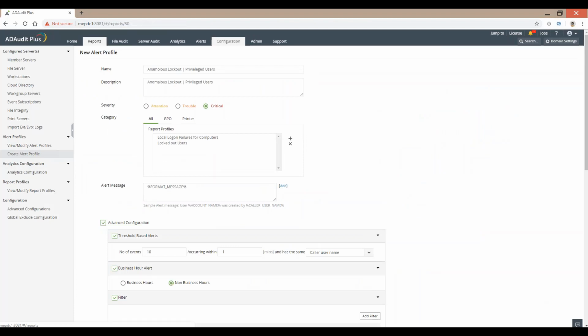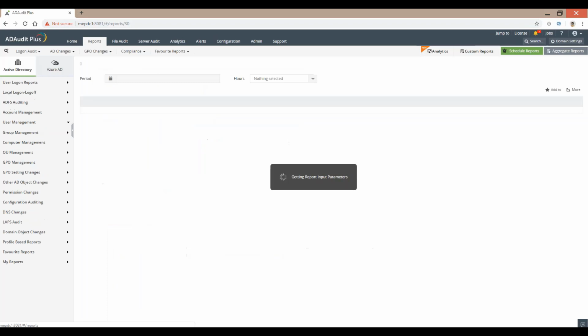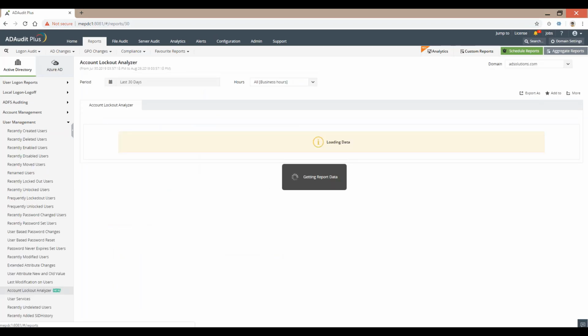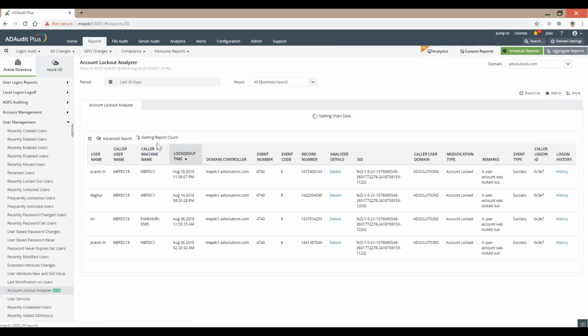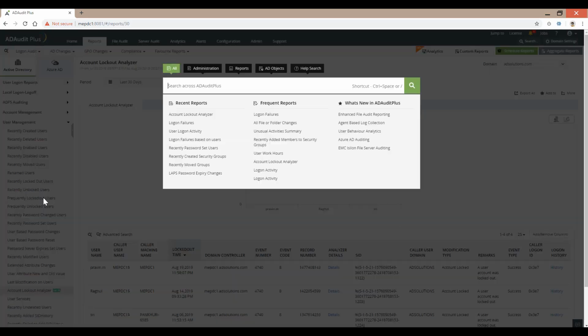So I can very much go to my reports. I have a report for users who frequently lock themselves out. I can drill down deep and find out what was the reason. Was it a bad password? Was it bad memory? Or are they simply locking themselves out? Or was it a service that had a bad password and kept locking them out? So here you go. I could very much look for a frequently locked out users report.